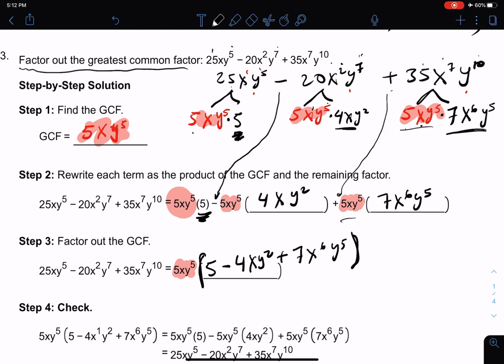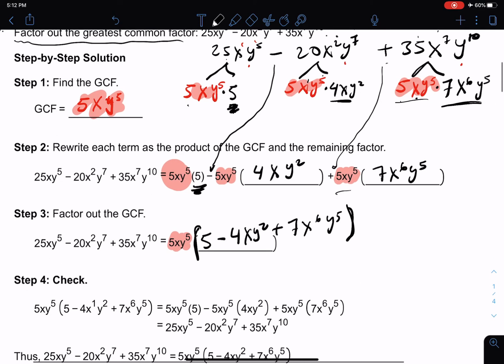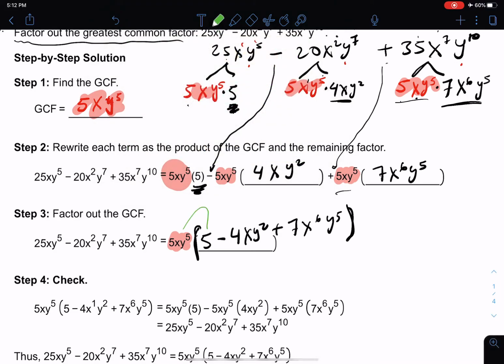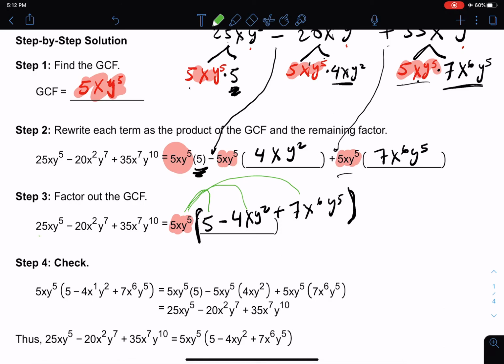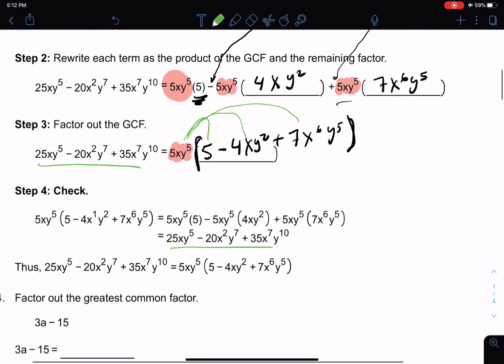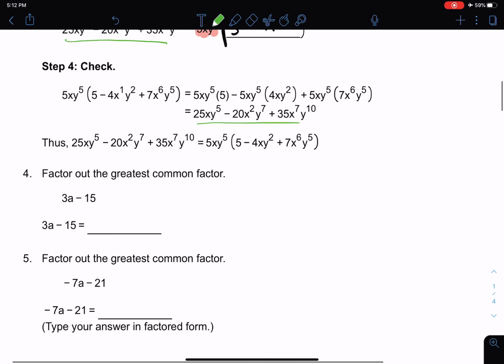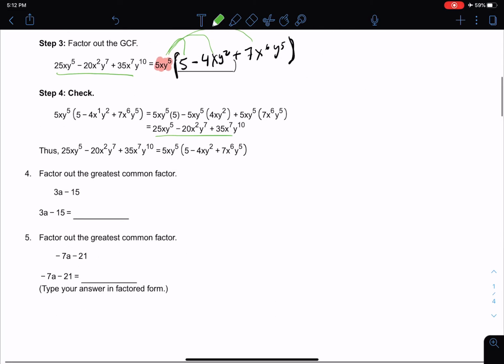And how do you check it? They checked it for us, but essentially the way you check this thing is you distribute that factor you factored out, the greatest common factor, you distribute it to each term and combine like terms, and you better have what you started with over here. And they did it for us, and yes, that is true. Okay, so let's take something much easier. Okay, let's start with number 4, which is going to be easier.